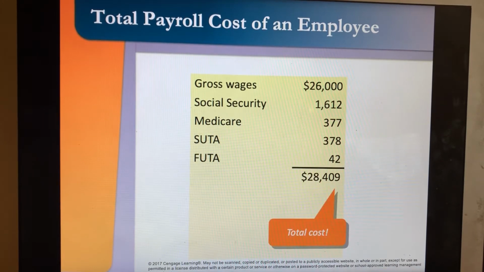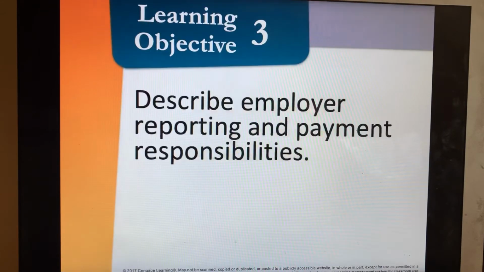Okay, because you'll be doing this, so make sure you understand this part. So the total cost is going to be $28,409. A lot of times they call these fringe benefits. Sometimes personal leave and stuff like that is also considered fringe benefits, but fringe benefits such as PTO and stuff like that are accounted for only when it's paid.